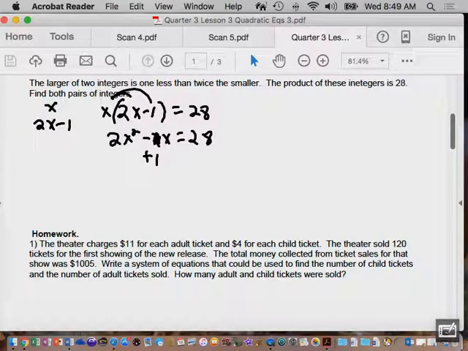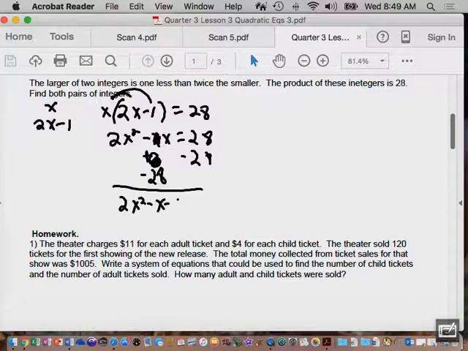And I've got to get it all on one side. So I'm going to subtract 28, and I get 2x squared minus x minus 28 equals 0. Sorry for that mental hiccup. Is everybody up to this point? Yeah, we're good, okay.